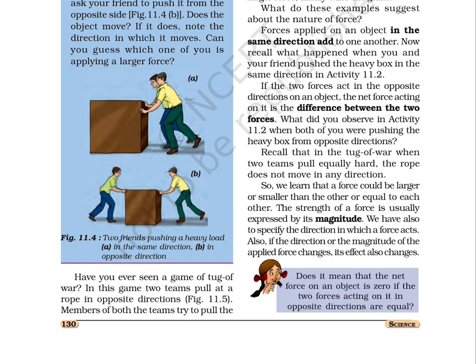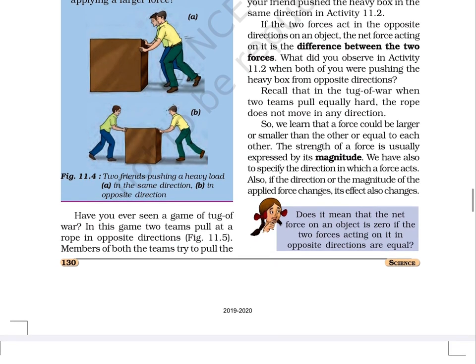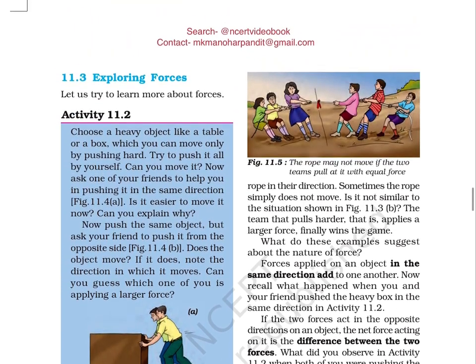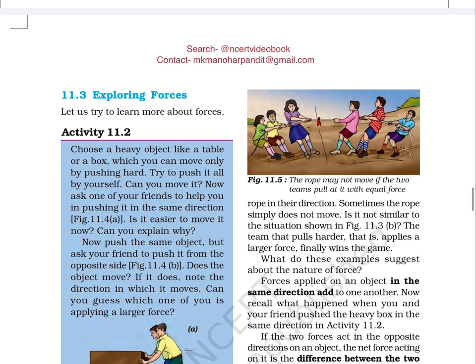Have you ever seen a game of tug of war? In this game, two teams pull at a rope in opposite directions, as shown in figure 11.5. Members of both the teams try to pull the rope in their direction. Figure 11.5. The rope may not move if the two teams pull at it with equal force. In figure 11.5, you can see that the rope is not moving anywhere because the two teams are pulling it with equal force. Sometimes the rope simply does not move. Is it not similar to the situation shown in figure 11.3b? The team that pulls harder, that is, applies a large force, finally wins the game.